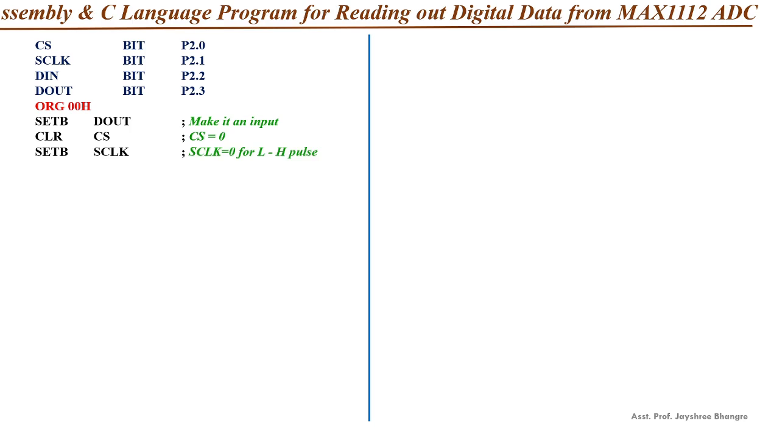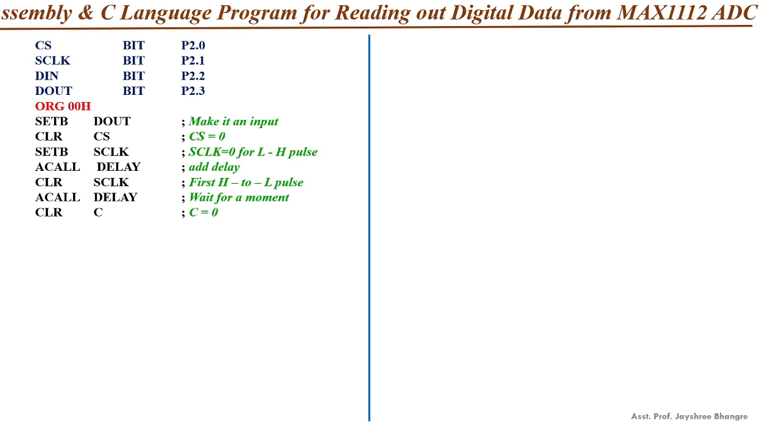Then set bit SCLK. To read out the data, here a low to high pulse we have to set. So here we are making SCLK equal to 0, then add delay, then clear SCLK. So here first a high to low pulse is given. Again wait for a moment, clear C, that is the carry flag, then clear the accumulator, and to read out all 8 bits of the digital output we require a counter. So we are using R3 as a counter. We have loaded this with the value 8.